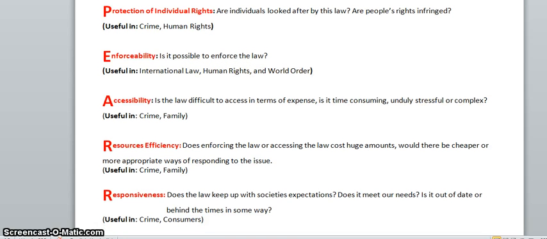Accessibility: is the law difficult to access? Is it expensive? Is it time consuming? Is it unduly stressful or complex for somebody to use, get themselves into court, get a remedy for whatever they're experiencing? This is really common in family and in crime.